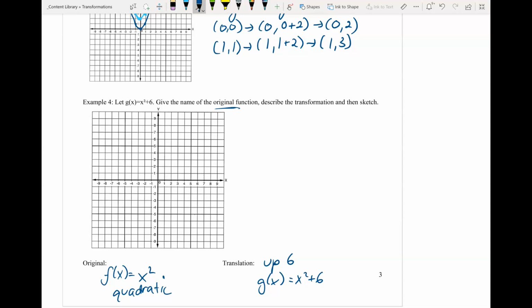So we just grabbed the transformation because we already said we're going up 6, and now we're going to sketch it. So we have a point at 0, 6, and a point at 1, 7, negative 1, 7. And if you didn't know those were the points, you can always use a table of values so you can figure out some points. And that is your graph.